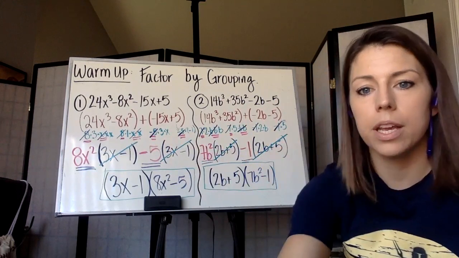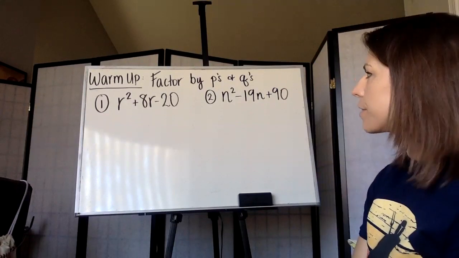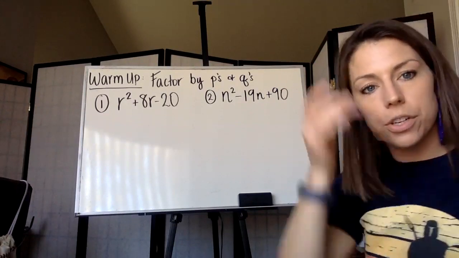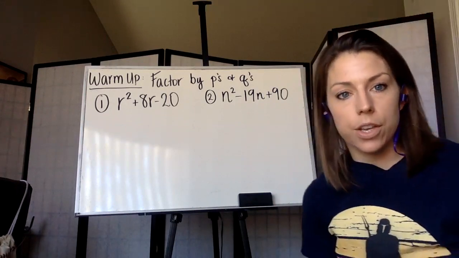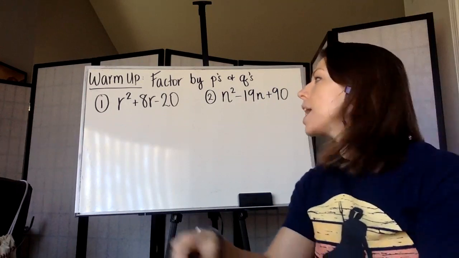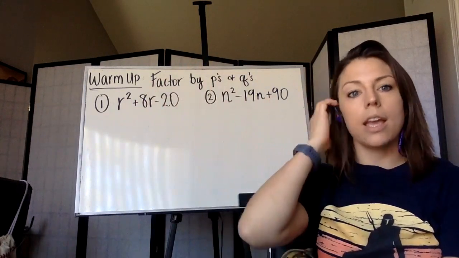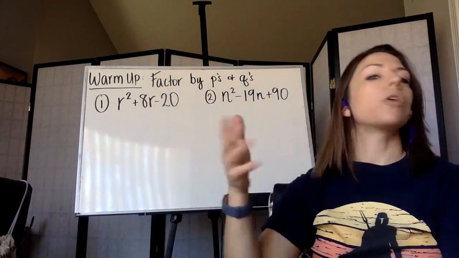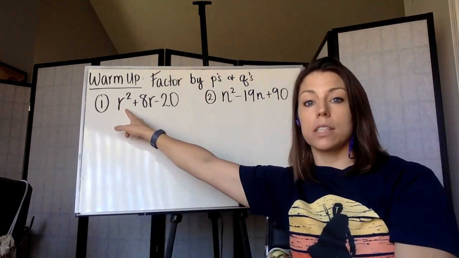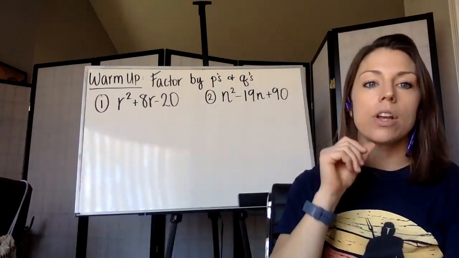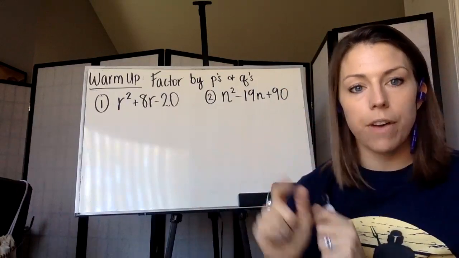All right, warm up part 3 coming right up. Warm up part 3, our final 2 questions of our warm up. This was called factor by P's and Q's. So how do we know that we're supposed to factor by P's and Q's? There's 2 things that we now know. If you're given a trinomial, that's your first hint, meaning a polynomial with 3 terms, and the leading coefficient is 1. Notice that this is a lone r squared and a lone n squared. So when you're given a trinomial with a leading coefficient of 1, you can do factor by P's and Q's.